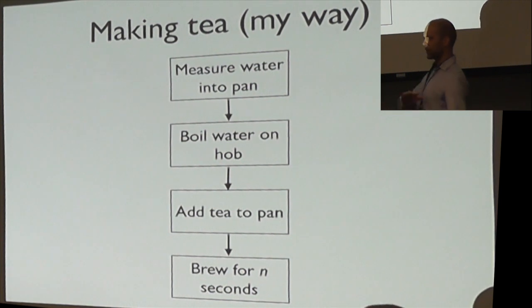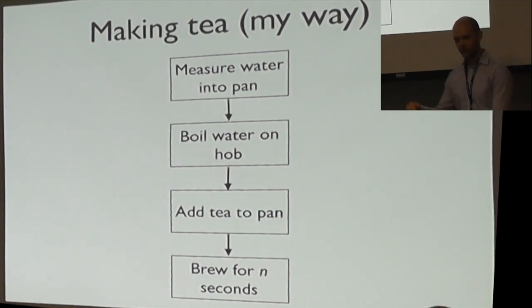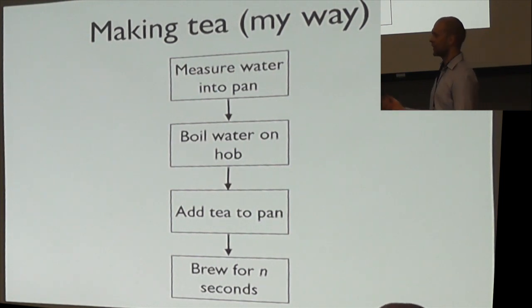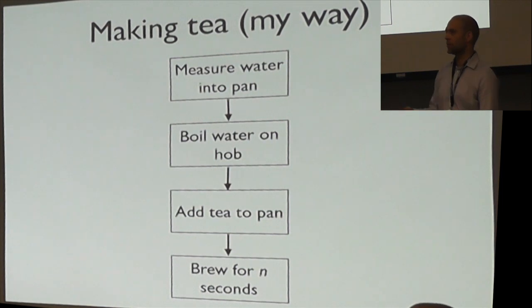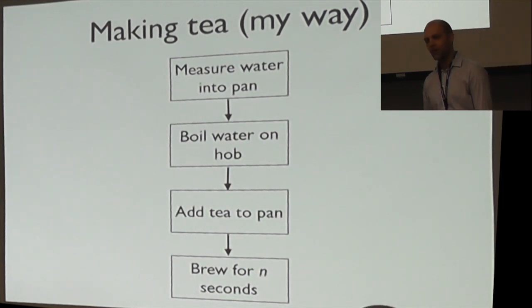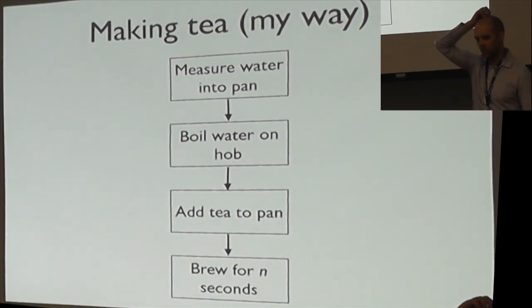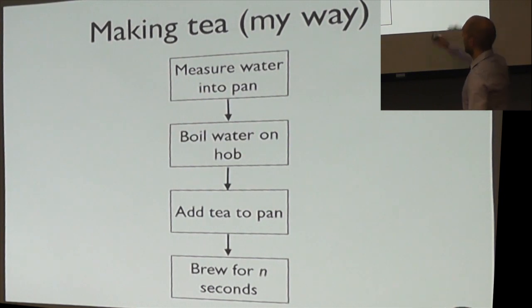What's a hob? Oh, sorry. Stove, the gas rings on top of an oven. Sorry. What's that in US English? Range? Burner or range. Okay, thank you. Learn something every day. So I'll try to remember that next time I give this talk in the US. Burner or range. Burner. Okay.